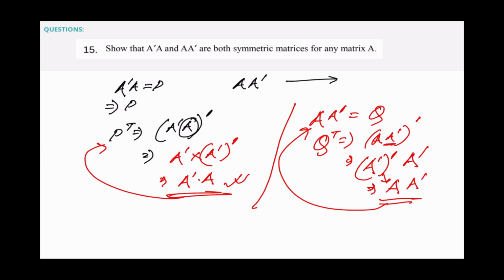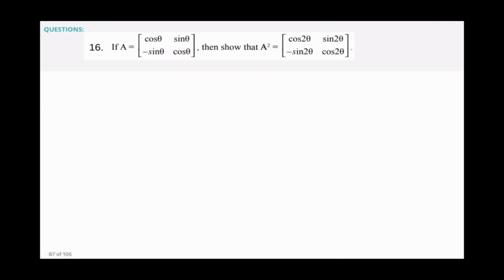They'll both be symmetric matrices only. Next question here. Very simple. A bit of trigonometry we need. A is equal to the already given cos theta, sin theta, minus sin theta, cos theta. Now we have to square it.